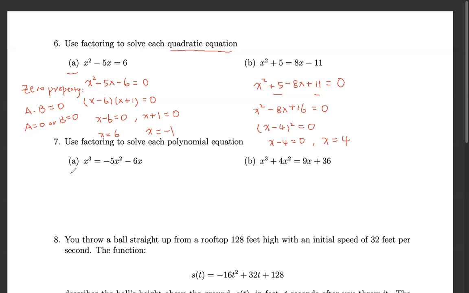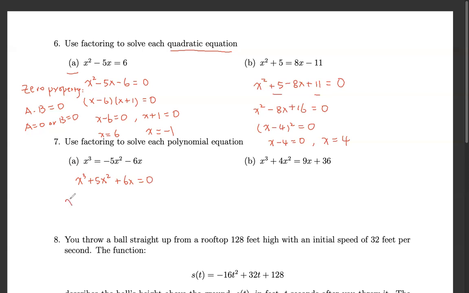Now let's see 7. We're going to do the same. Move everything to the left-hand side. Negative 5x squared on the right becomes positive. Negative 6x becomes positive on the left. So when we move to the other side of the equation, only the sign gets changed.